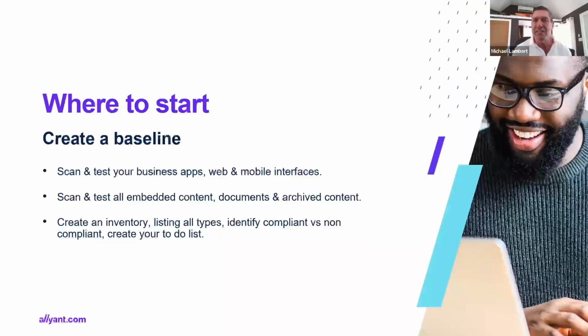You've got to scan and test your business applications, your web and mobile interfaces, and there are all kinds of tools out there that can crawl through your apps and let you know whether you're compliant or not. The next thing is to scan and test all your content: all of your financial reports, manuals, policies, anything that's embedded content within the web and mobile apps or your business apps, documents, PDFs, etc. And then the archived content, because it's not just applicable to stuff that's created from here forward. It's everything you've ever produced.